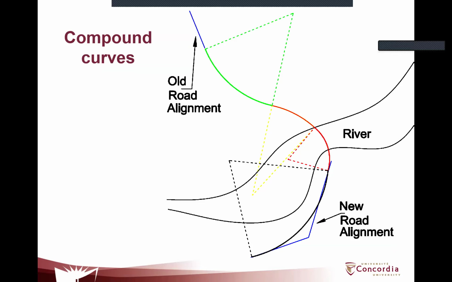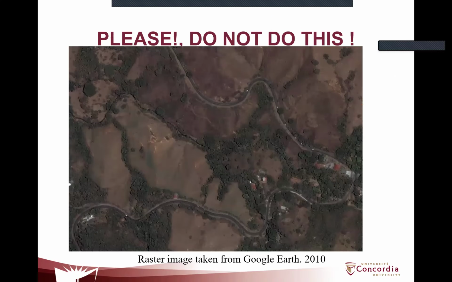Compound curves are like one step further, where you will have a series of curves all connected together. And in this case, you're also shifting and changing the direction of an alignment or avoiding some obstacles. So in this case, you want to traverse the river on the red curve, which is the shortest distance, to reduce the cost as much as possible. And then you have to go through the green, the red, and the yellow curves to be able to accomplish that.